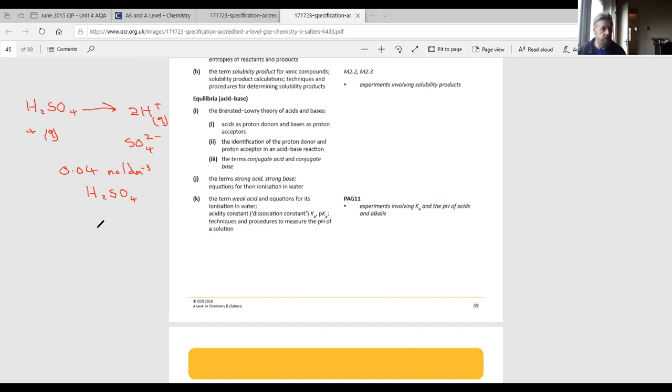So that's the concentration of that, square brackets just the same. And that's the concentration of the H+, which would be 0.08. Yeah, which is double. And if you put that into the calculator, we should get an even lower pH. Let's have a look.